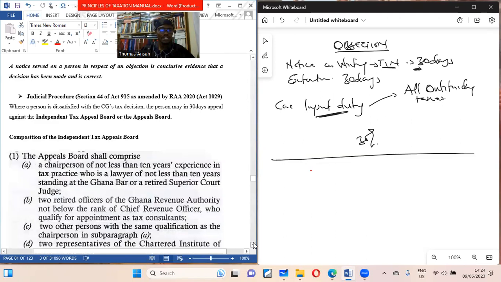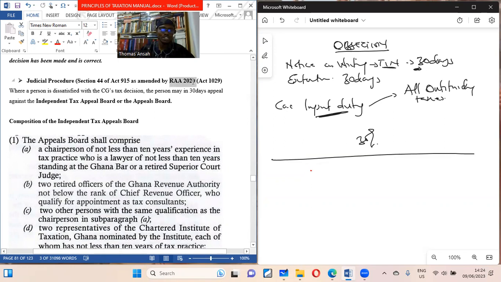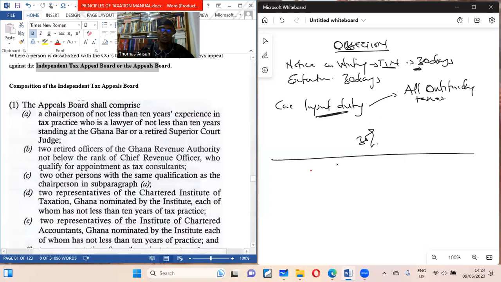Then you go to the next level. The next level is from the amendment of Section 44, which came in 2020 when COVID was at its peak. You rather go to the independent Tax Appeals Board. And these days, you need to understand the composition of the Tax Appeals Board. It's very, very interesting. They have a chairperson.